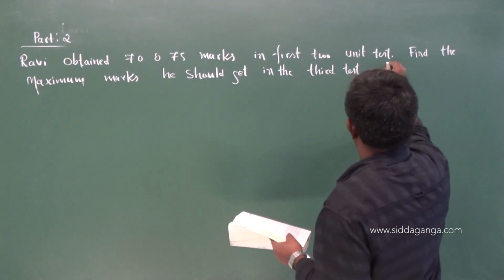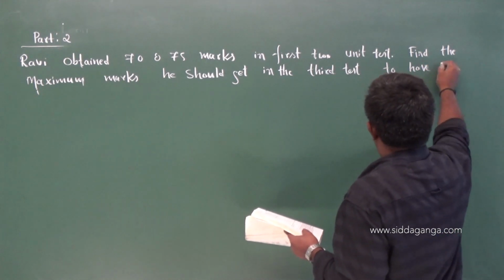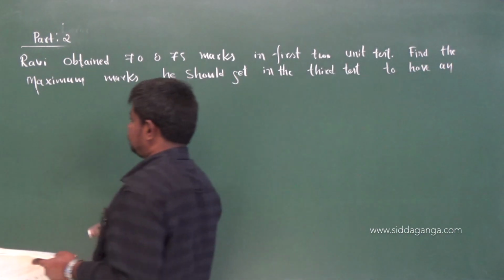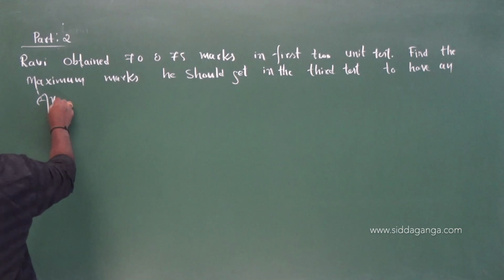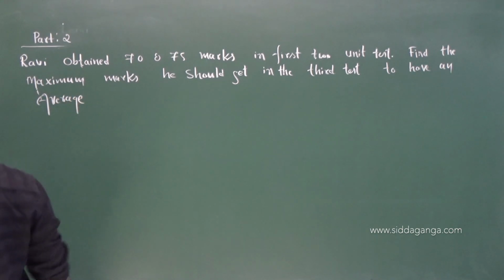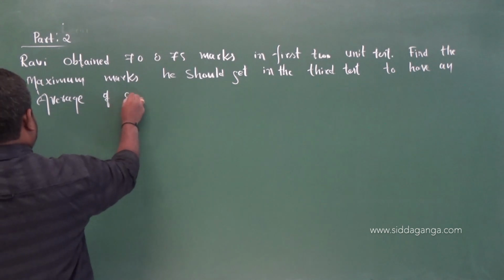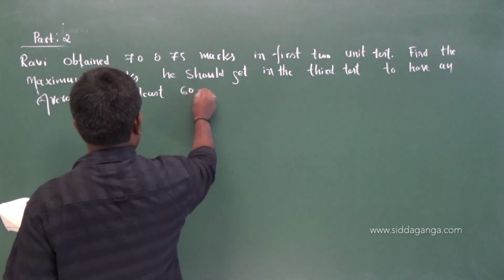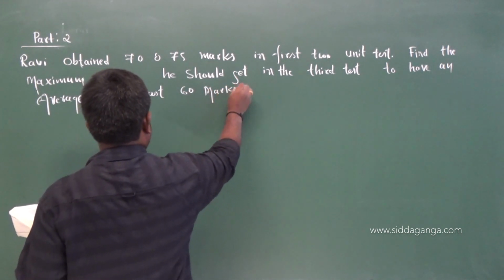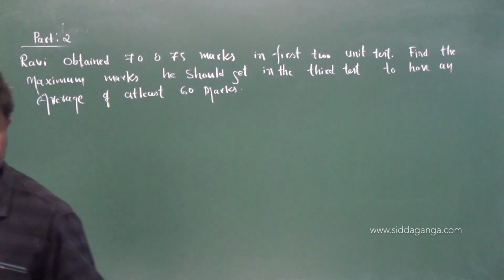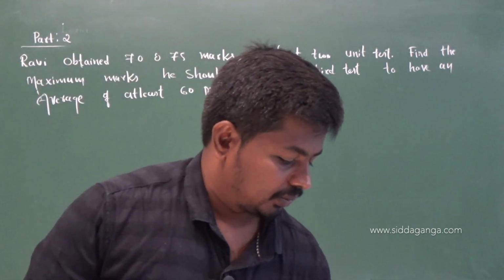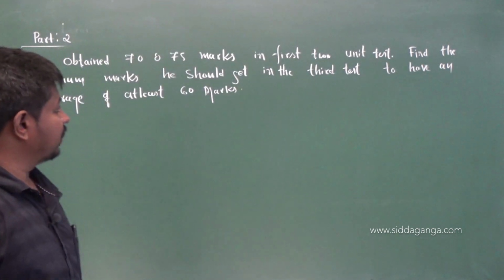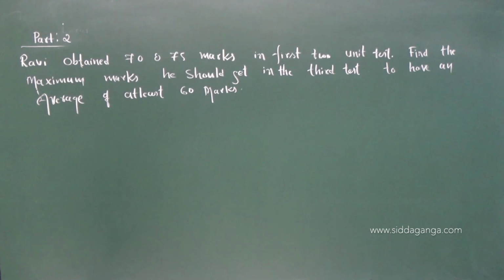to have an average of at least 60 marks. This is a 3-mark question. The question is, Ravi obtained 70 and 75 marks in the first two unit tests. Find the maximum marks he should get in the third test to have an average of at least 60 marks.